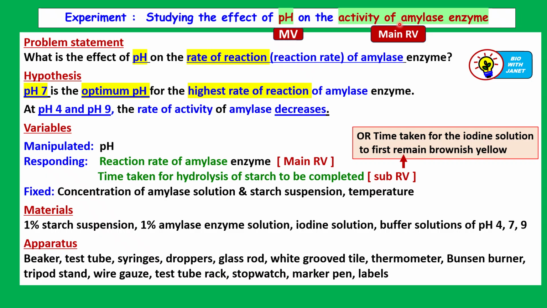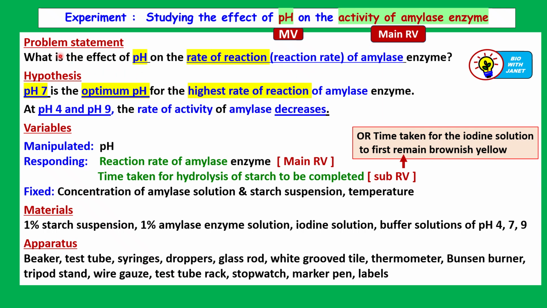Now, the activity of amylase enzyme is your main responding variable as found in the objective. Other syllabuses may call it the dependent variable. So we'll use the terms MV, manipulated variable, and RV, responding variable, here.